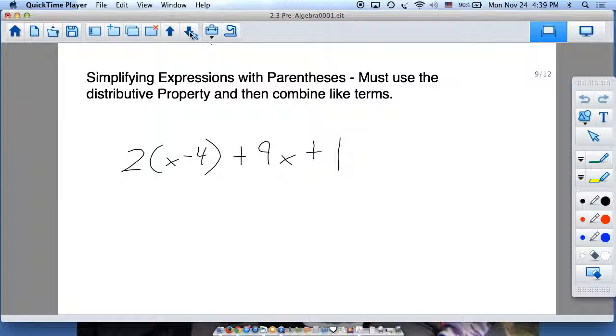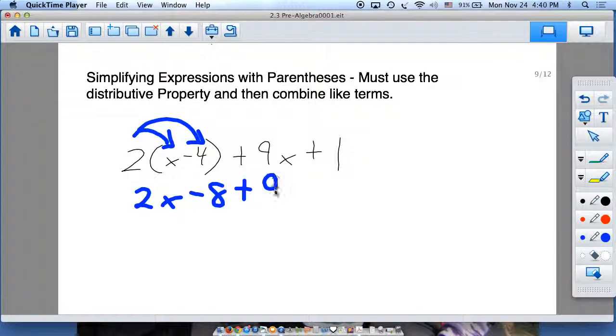Now, like I said before, we're going to have some of these expressions that contain parentheses. Then when we solve them, we want to get rid of those parentheses. So we have to use our distributive property. So when I distribute this 2 to everything inside the parentheses, quick review there, 2 times x is going to be 2x. 2 times negative 4 is going to be a negative 8. Now I bring down everything else in my expression because I haven't done anything with that 9x plus 1 yet.